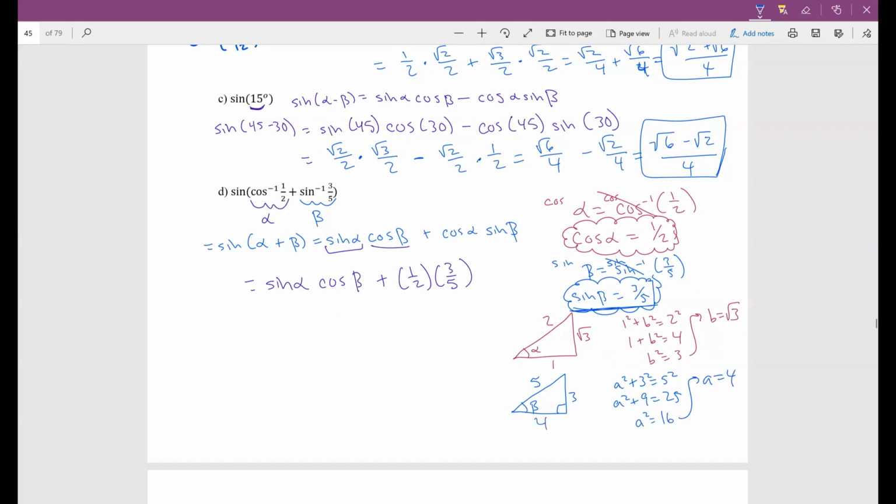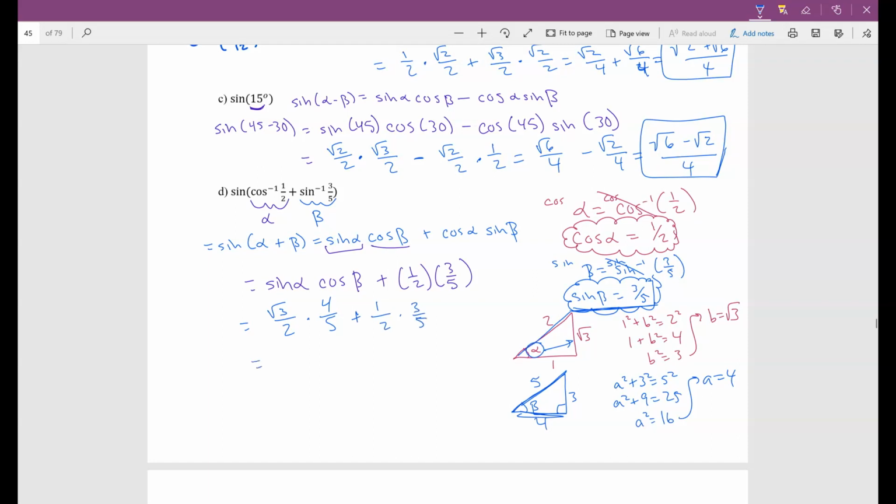Okay, and now based on these triangles, I can figure out what sine alpha is. So here's the triangle for alpha. Sine alpha will be opposite over the hypotenuse. That's going to be square root of 3 over 2. Cosine beta, cosine is going to be adjacent over the hypotenuse. That's going to be 4/5. This guy's going to be 1/2, and this is going to be 3/5.